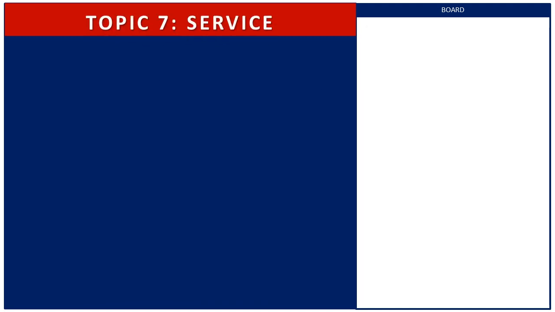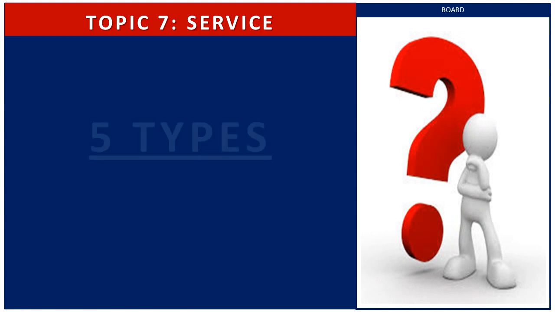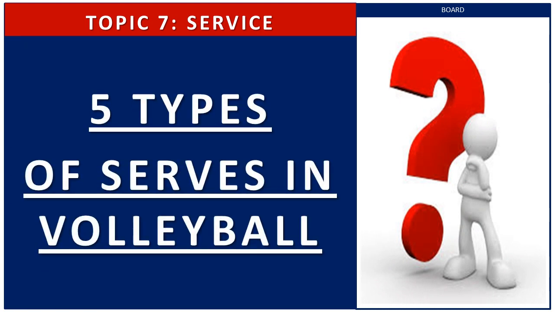So let us now proceed to our last topic for this lesson. It is about the service. So let me give you the 5 types of serves in volleyball. Remember, there are 5 primary serves used in volleyball, 4 of which are typically used competitively. They are the underhand, overhand, float, top spin, and the jump serves. Here is a look at these 5 serves you must know and teach.